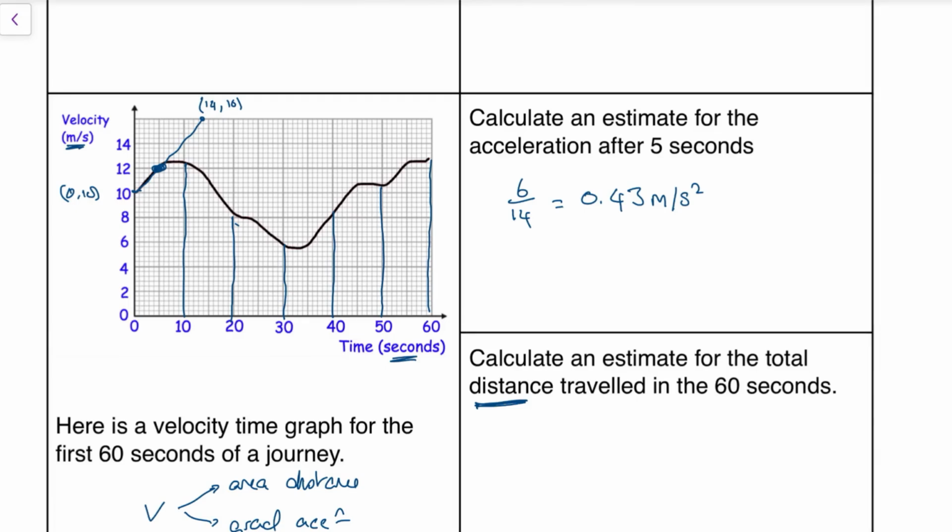So in other words, here, in fact, actually what I'm going to do is do it in red because then you can see what I'm doing. So here I've got a trapezium. Here I've got another trapezium. I've got another trapezium here. That was not drawn very well.